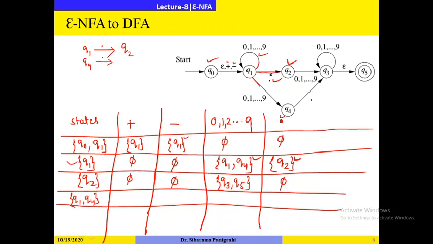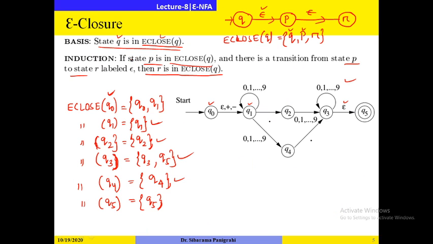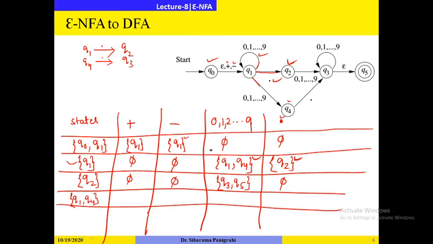So Q1 by taking dot as input, the next state is Q2. Okay, so I have written Q2. Q4 by taking dot as input, the next state is Q3. So Q3 means I need to look at the epsilon closure of Q3. So epsilon closure of Q3 is Q3 Q5. So here it will go to Q3 Q5, right?